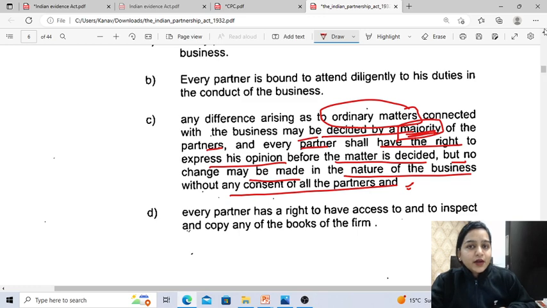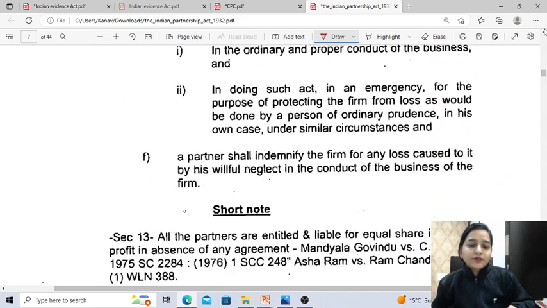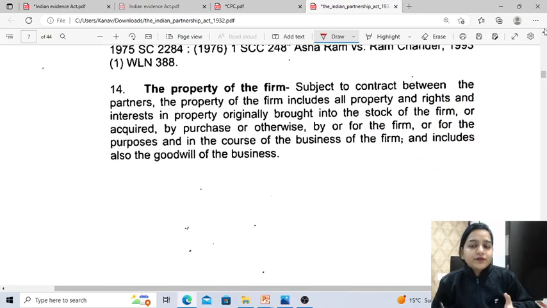So every partner has a right to have access to and can inspect and copy the books of the firm. Now what is included in the property of the firm? So goodwill of the business is also included in the property of the firm.